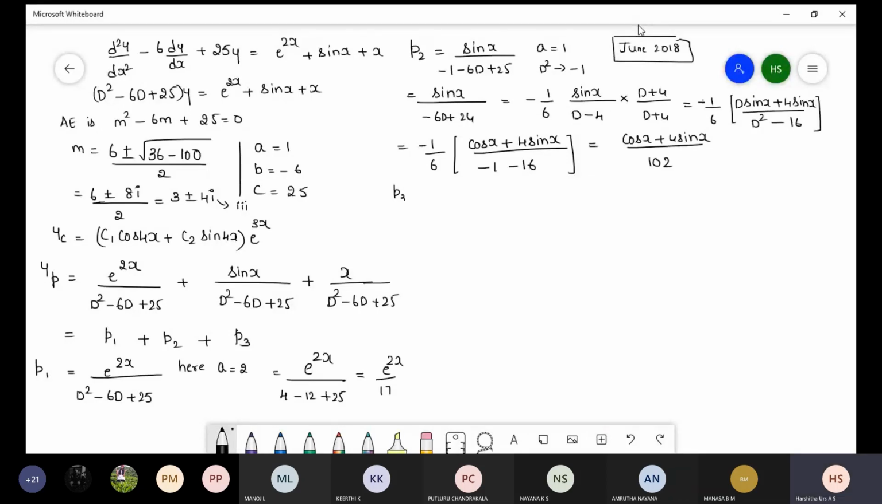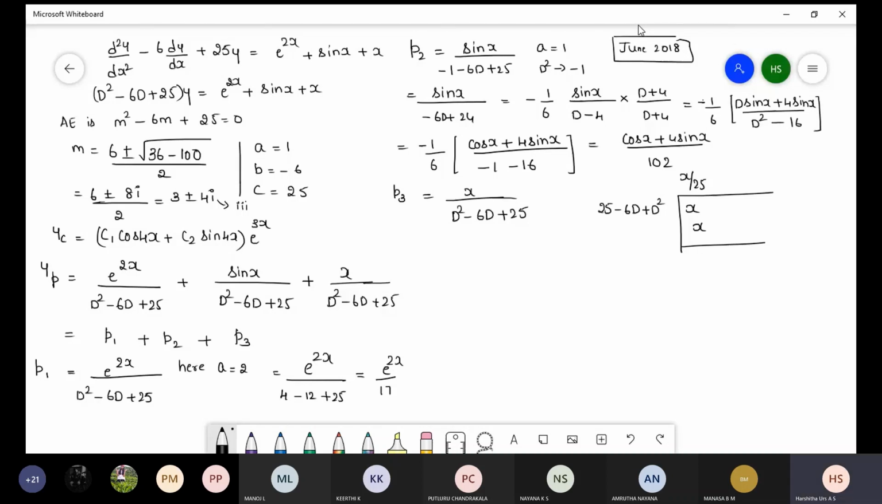Next, P3, that is x divided by d square minus 6d plus 25. So use the division method. 25 minus 6d plus d square. Here I will write x. So I just multiply 25 with x by 25. So 25 will get cancelled. We get x.